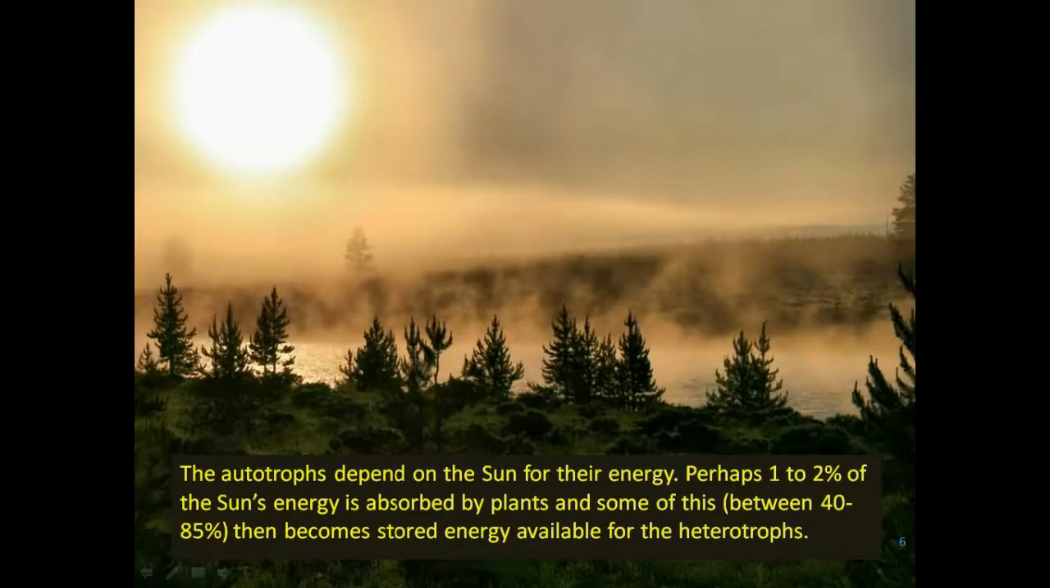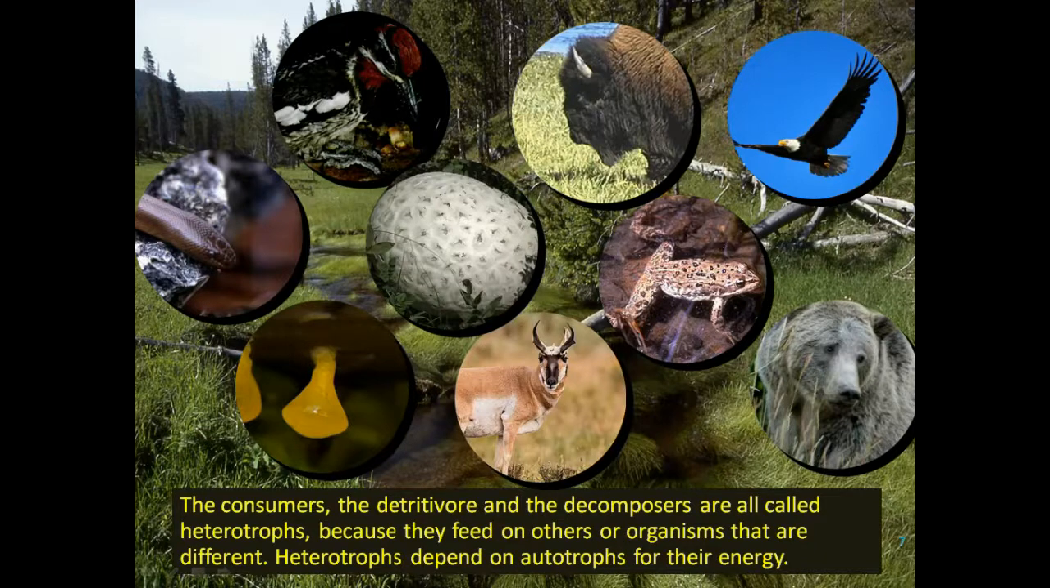The autotrophs depend on the sun for their energy. Perhaps 1 to 2% of the sun's energy is absorbed by plants, and some of this, between 40 and 85%, then becomes stored energy available for the heterotrophs. The consumers, the detritivores and the decomposers, are all called heterotrophs because they feed on others or organisms that are different. Heterotrophs depend on autotrophs for their energy.